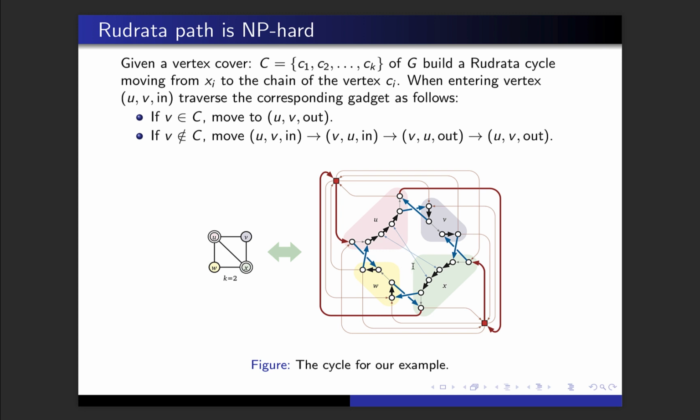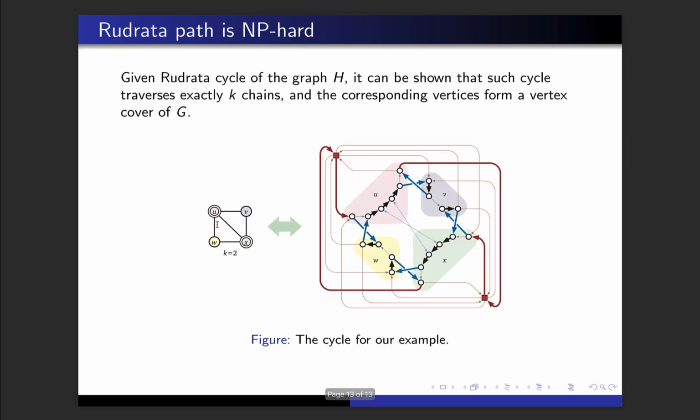Now we have to go the other way around. Given a solution of the Rudrata cycle, I need to find a vertex cover. Well, it can be shown that given such a cycle, there are exactly k chains that are traversed in that cycle. In other words, you don't traverse this chain right here. We never traversed that chain. We never traversed this chain right here. We never visited these edges. So you only visit exactly k chains. This can be shown, and those vertices form a cover of the original graph G.